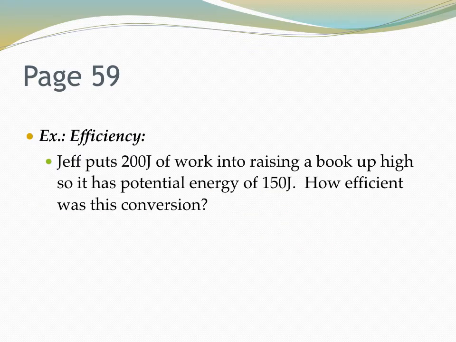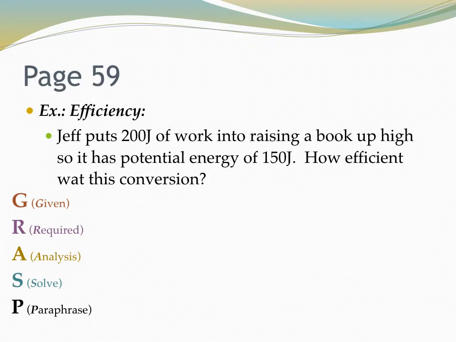Okay. So let's look at an example, because on page 59, examples are how I get my head wrapped around this stuff. So Jeff puts 200 joules of work into raising a book high up, so it has a potential energy of 150 joules. How efficient was this conversion? All right, well, let's go visit our old friend GRASP. Okay, so what's given here?